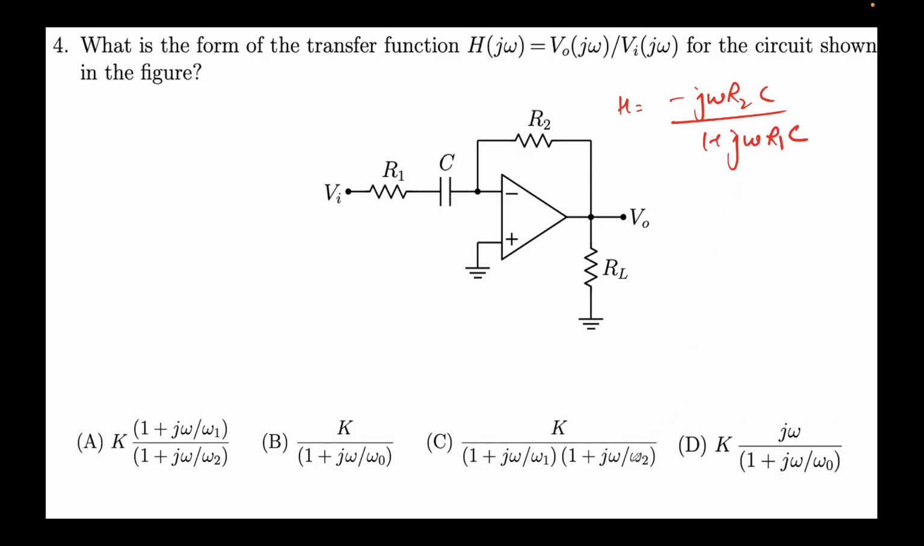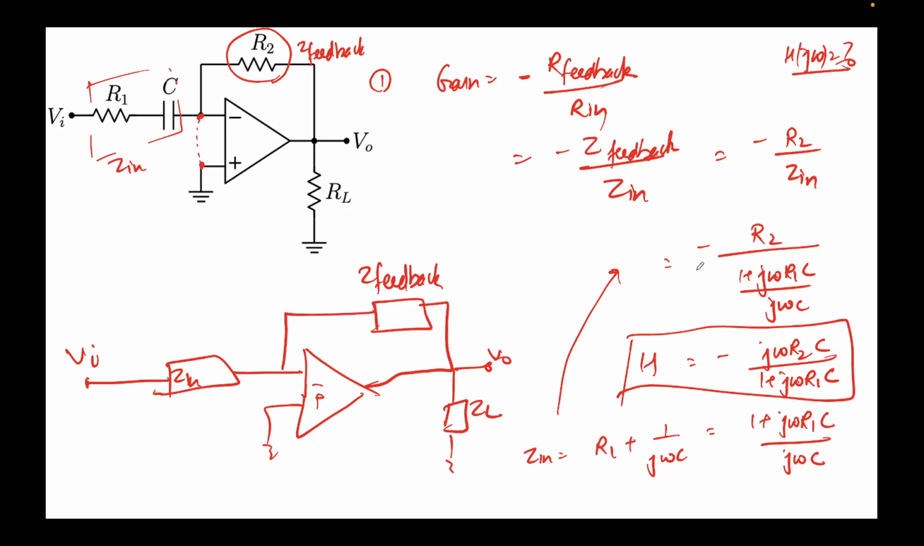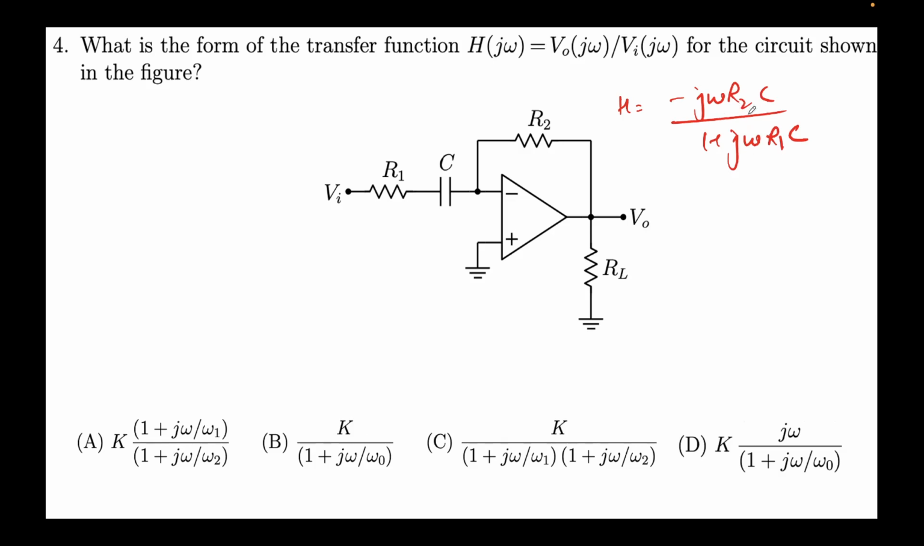Okay, but we want it in terms of omega 1 and omega 2, so let's define omega 1 and omega 2 first. Let me just make sure that I've done it correctly. It's Z feedback over Zn, so minus R2 over Zn. Zn is the series combination, so R1 plus 1 upon j omega C. It's correct, so it will be 1 plus j omega R1C over j omega C. The j omega C will go on top, giving minus j omega R2C upon 1 plus j omega R1C. Yes, this is correct.